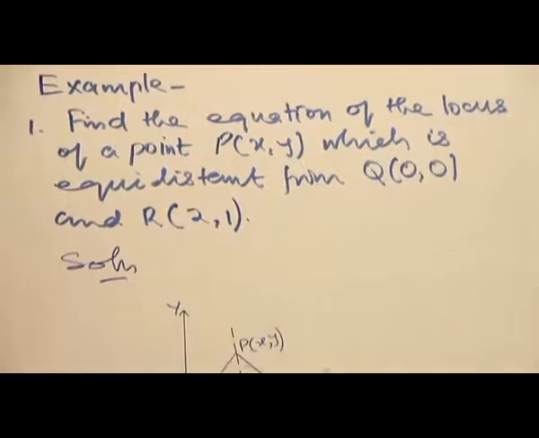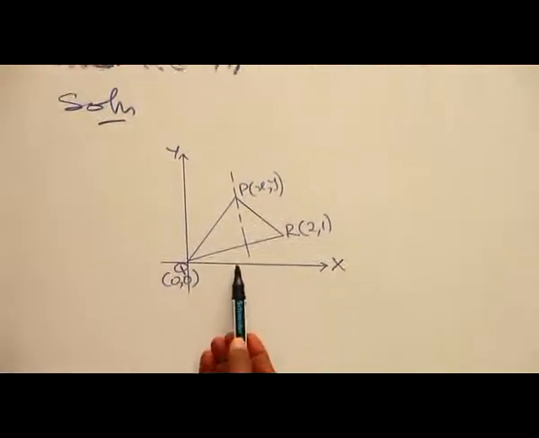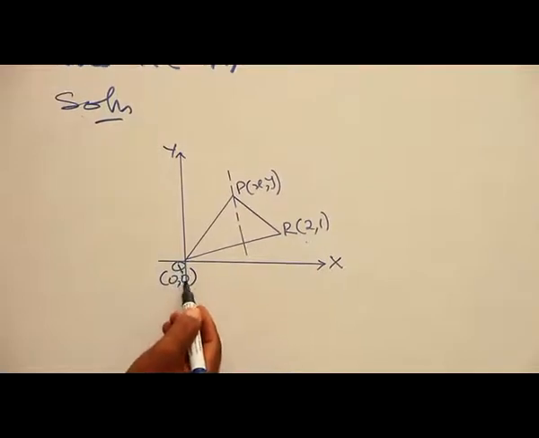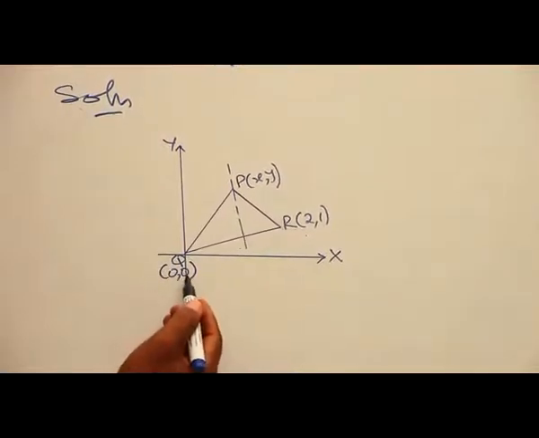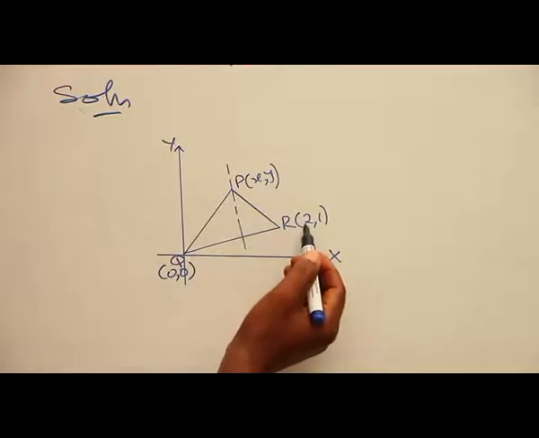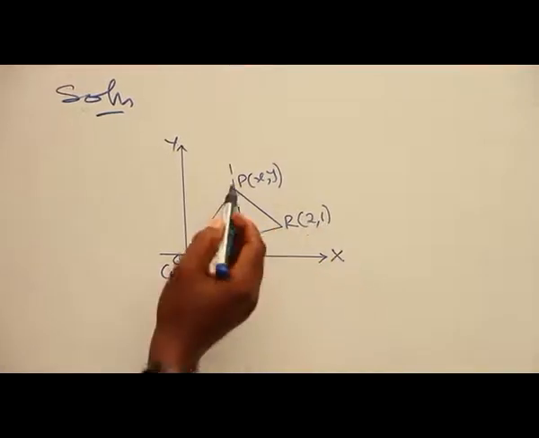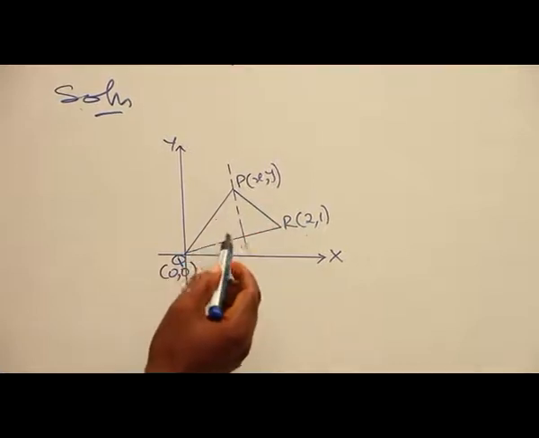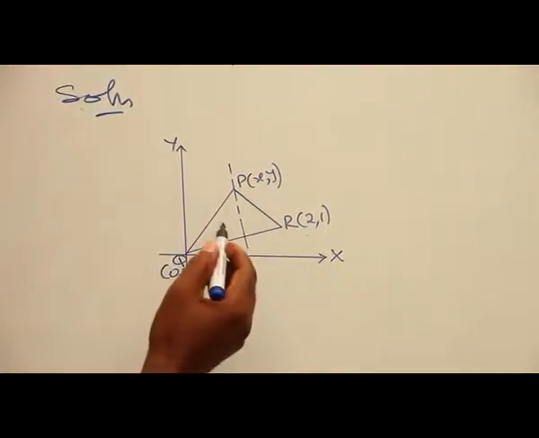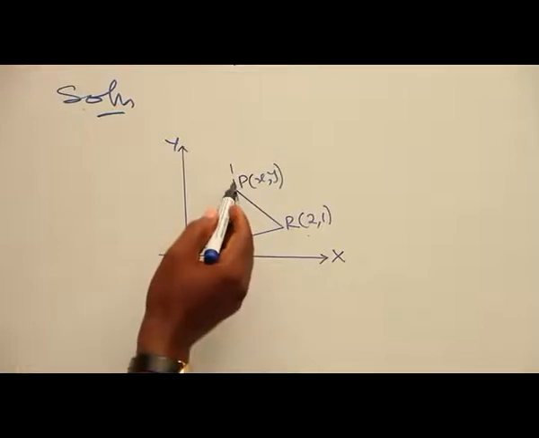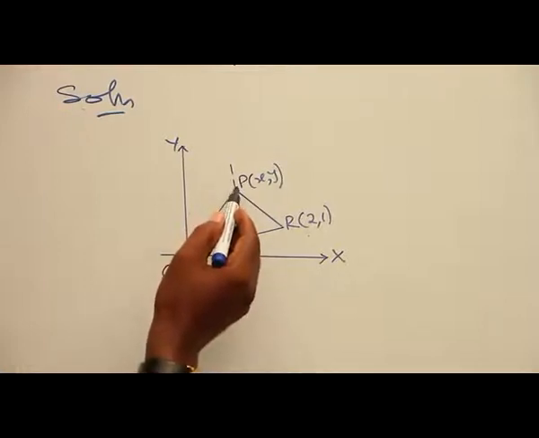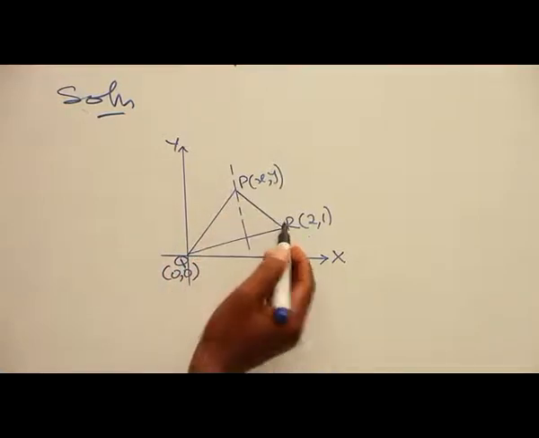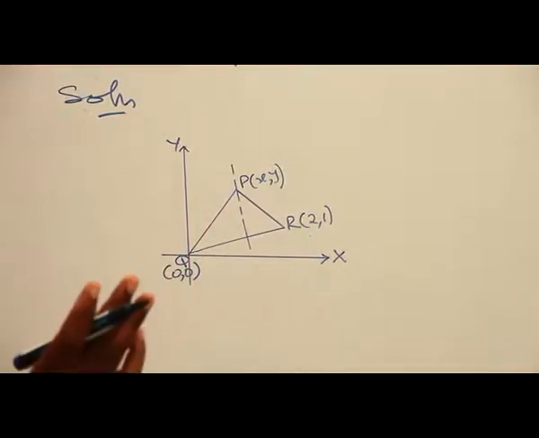Here is the diagram describing the information given to us. The point Q is the origin, (0, 0). R is the point (2, 1). P is the variable point (x, y). And what they are saying is that we are to find the equation of the locus of a point P, which is equidistant from Q and R. So from here to here, and from here to here, they are equal. That's exactly what they are saying.